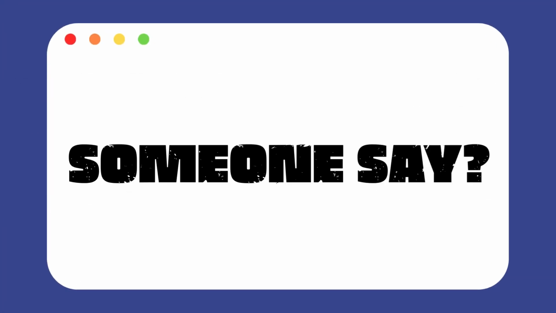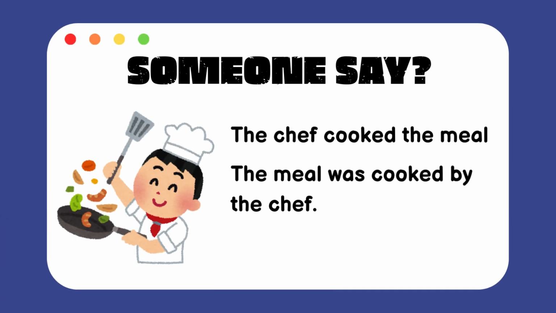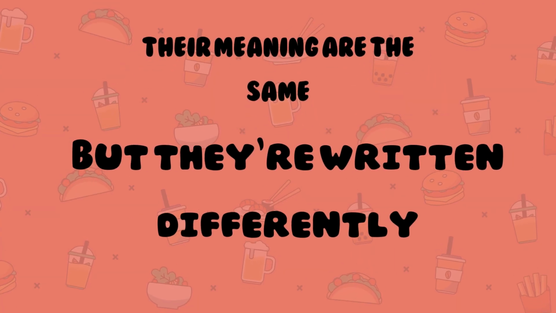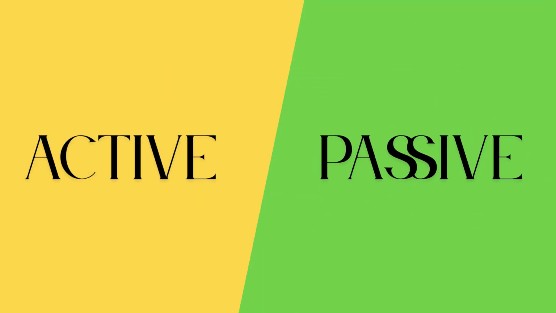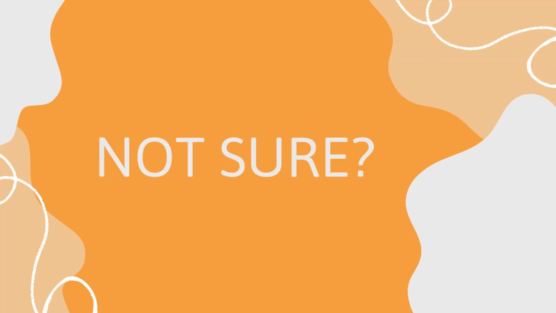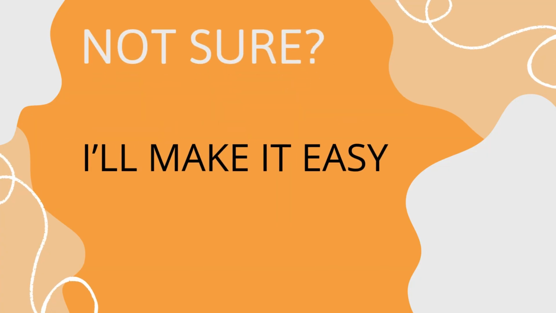Have you ever heard someone say the chef cooked the meal, and someone else say the meal was cooked by the chef? They both mean the same thing, but they're written differently. That's because one is in active voice, and the other is in passive voice. If you're not sure what the difference is, don't worry, I'll make it easy for you.